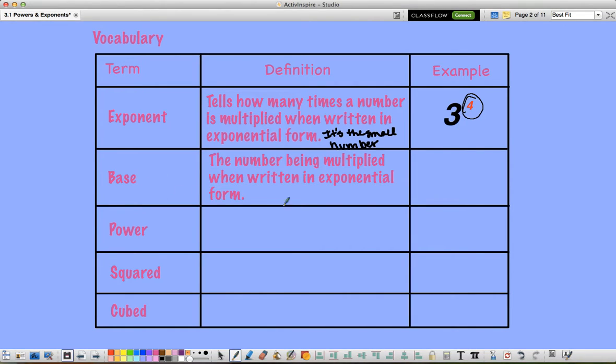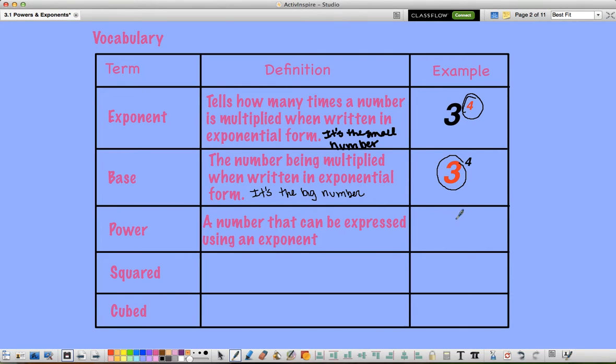And then the base is the number being multiplied when written in exponential form. You can also put a little note here, it's the big number. So in 3 to the 4th power, 3 is actually the base. So the exponent tells you how many times it's being multiplied, the base tells you what you're multiplying.